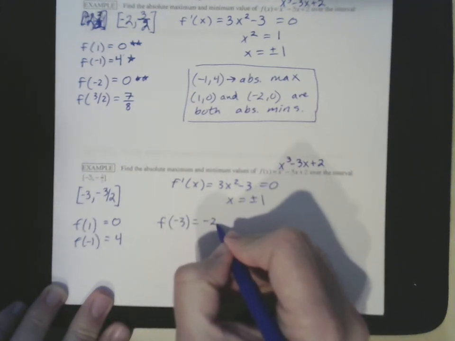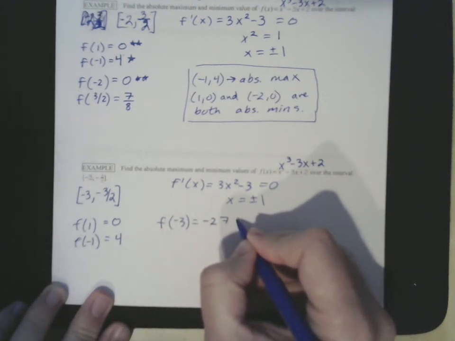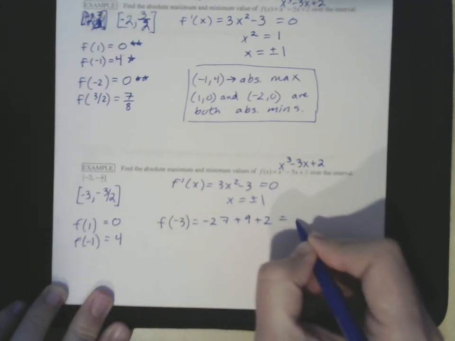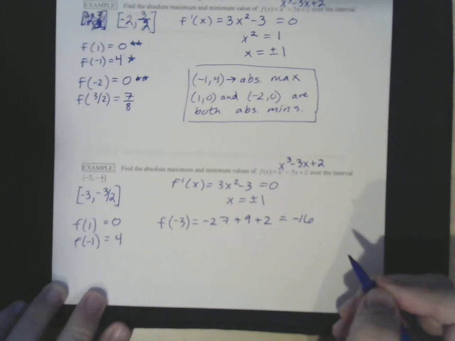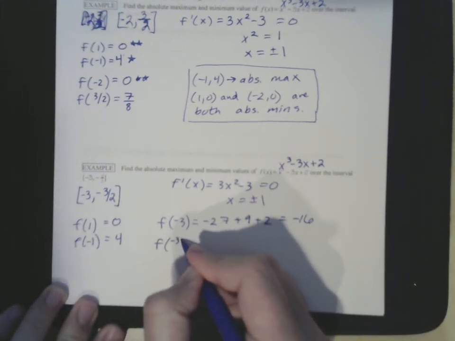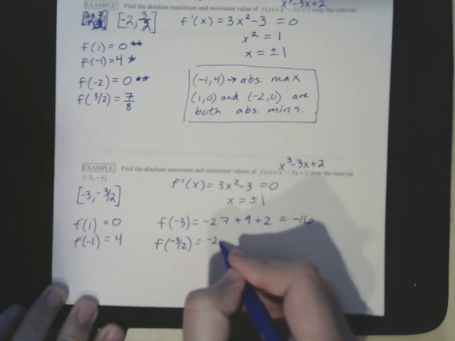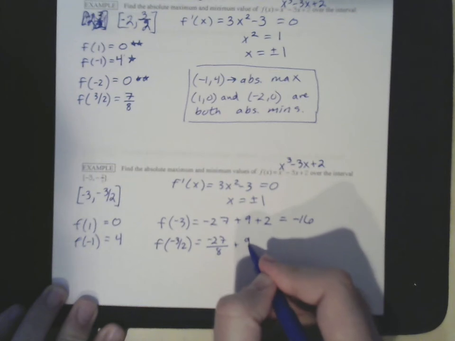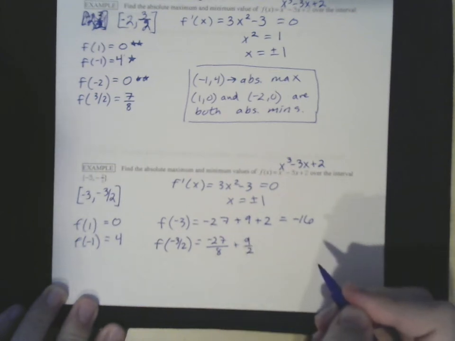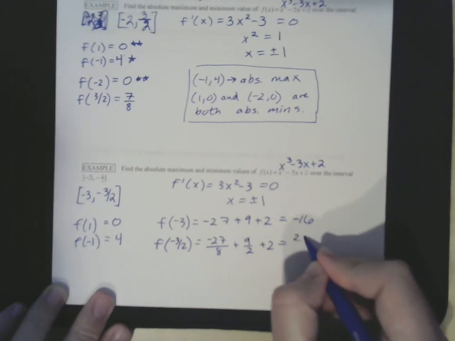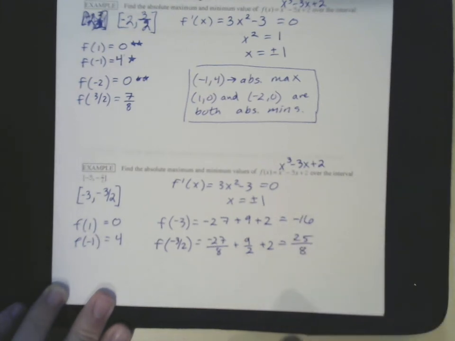So this is -27 plus 9 plus 2, and that equals -16. And then f of -3/2 will be -27 over 8 plus 9 over 2 plus 2, and this is going to be 25 over 8.